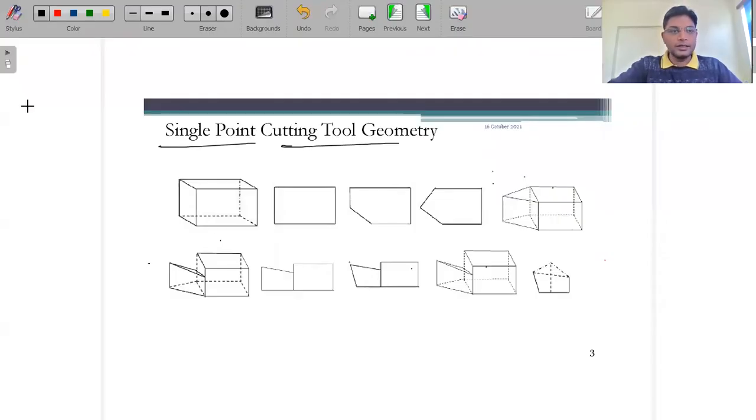Initially this was your billet. So when you see it from the front view, from this view, then it will look like that.